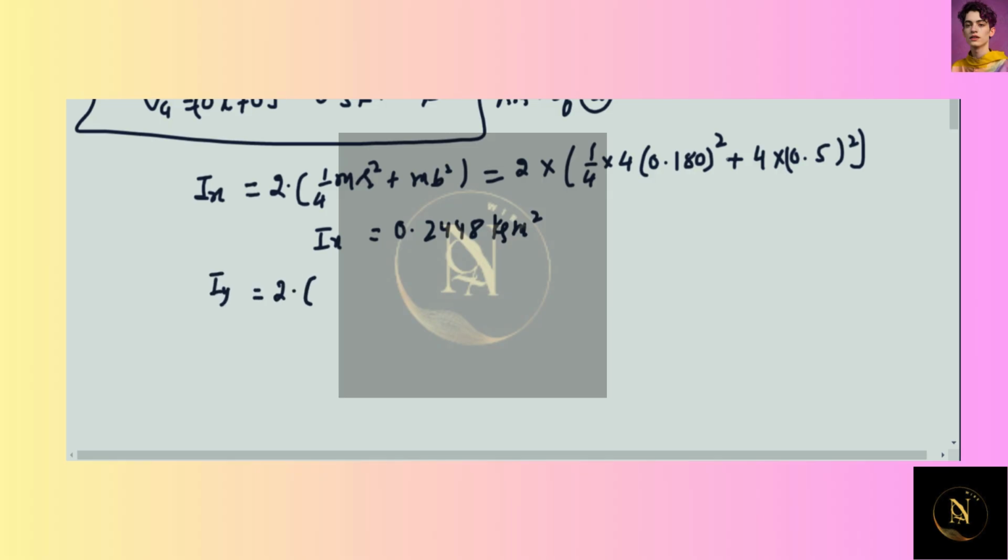Along y-axis, 2 into half m r square plus m r square. So it becomes 3 m r square. Substitute the value. Mass is 4, radius is 0.18. So moment of inertia about the y-axis we will get 0.504 kg meter square.